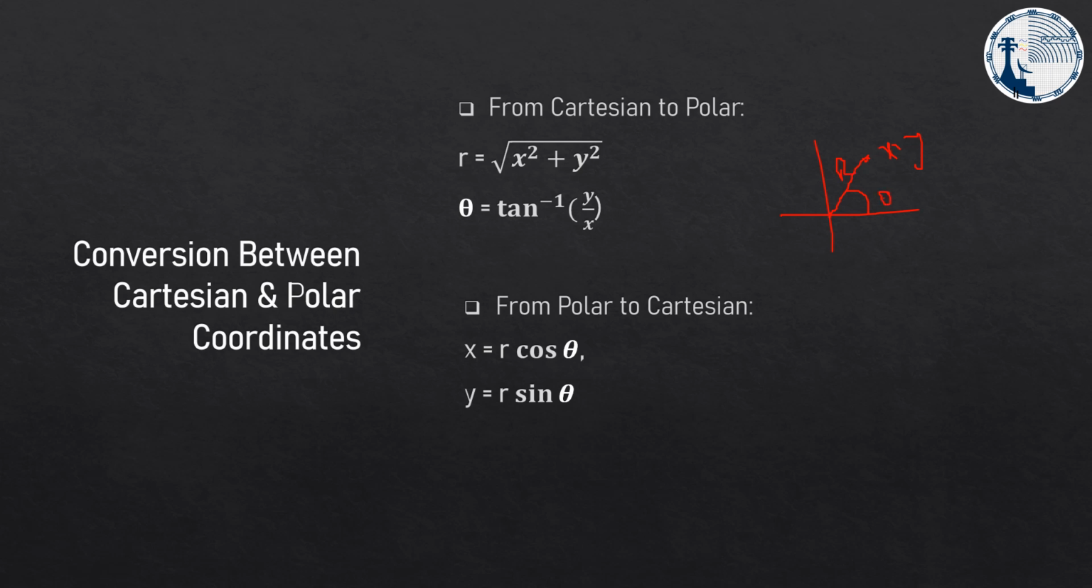So r is equal to square root of x squared plus y squared, and theta is the inverse tangent of y over x. Using this formula, we can go from Cartesian coordinates to polar coordinates, and using the formulas x equals r cos theta and y equals r sin theta, we can go from polar to Cartesian coordinates.